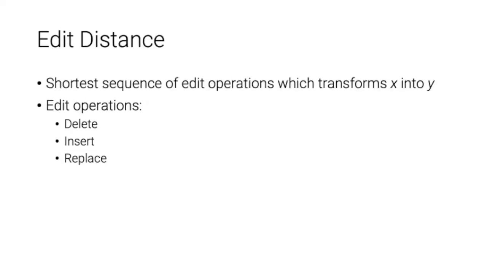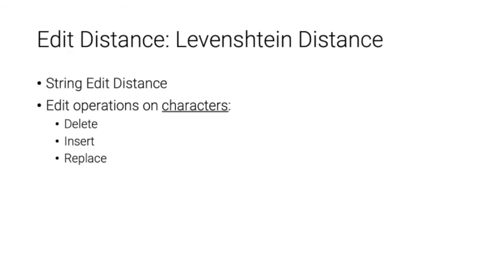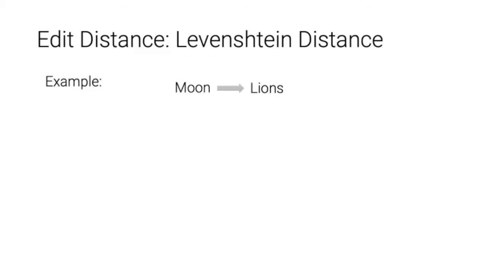The edit distance is defined as the shortest sequence of edit operations which transforms x into y. As edit operation, you can use a deletion, insertion, or a replacement. If we talk about the Levenshtein distance, which is a string edit distance, these operations are executed on characters. Later we will see that the tree edit distance is a generalization of the string edit distance. So now let's take a look at an example.